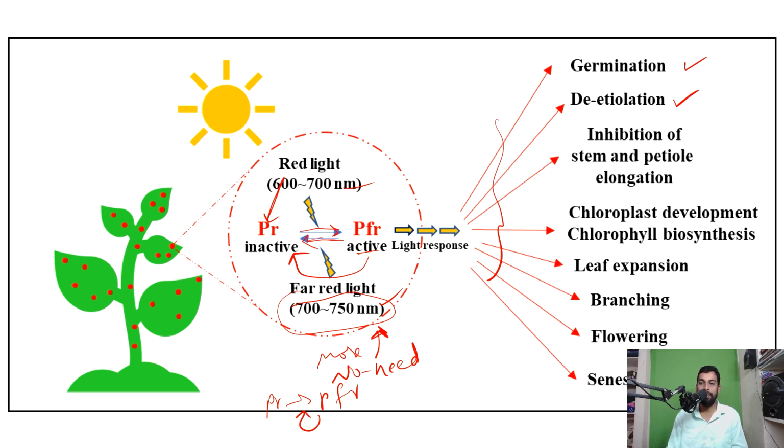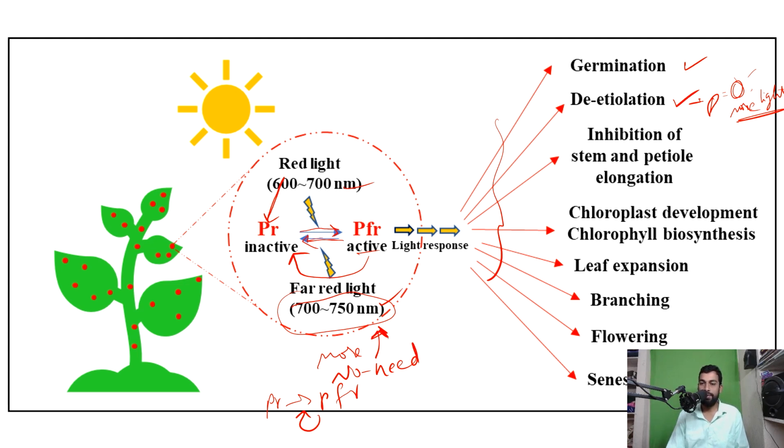What are they? Germination, de-etiolation. The plant needs to absorb light from the sunlight, so the plant bends towards the sunlight. Plants stop bending towards the sunlight when they receive sunlight. So it absorbs the sunlight as quickly as possible. What happened here? It is not stretching now. It is absorbing sunlight. So we call it de-etiolation.